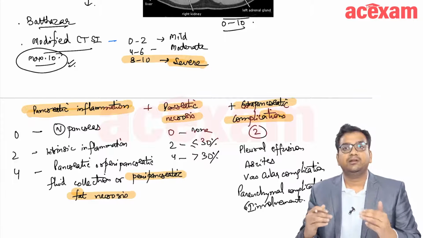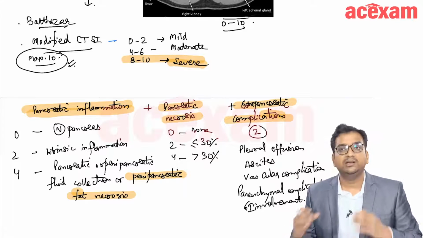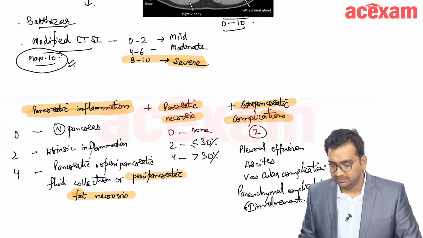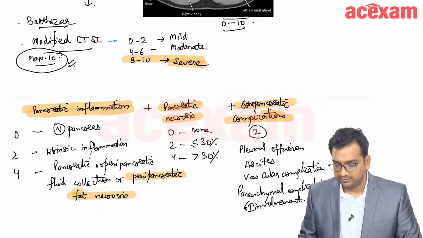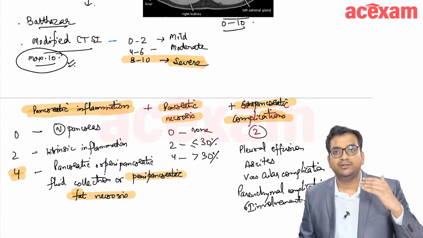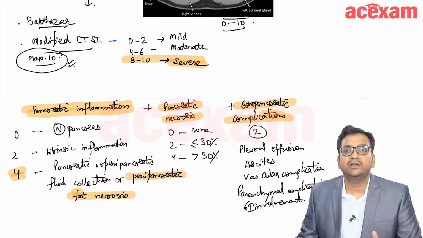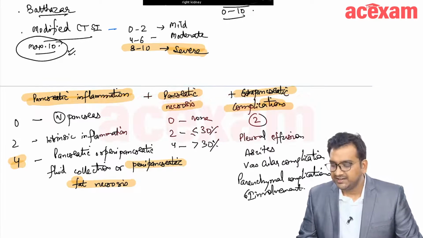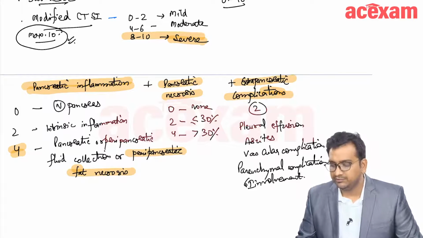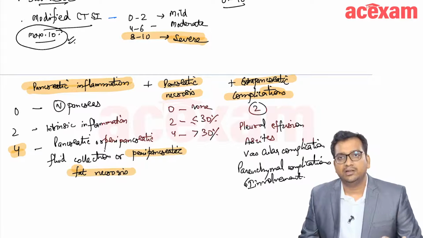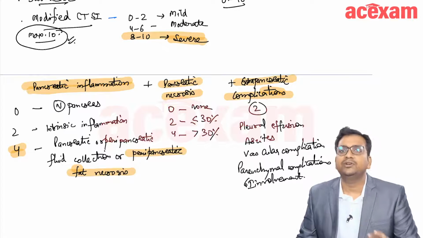In pancreatic necrosis, we are seeing only the pancreas, how much necrosis there is. If there is no necrosis, then it is 0. If there is less than or equal to 30%, it is 2. More than 30%, it is 4. And if there is any extrapancreatic complication like pleural effusion, ascites, any vascular complications, other parenchymal complications or gastrointestinal involvement, 2 points will be given.